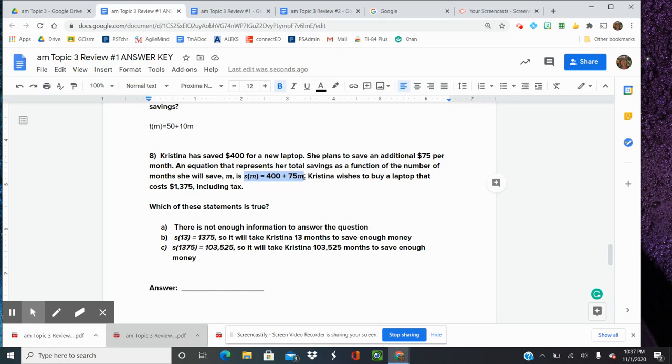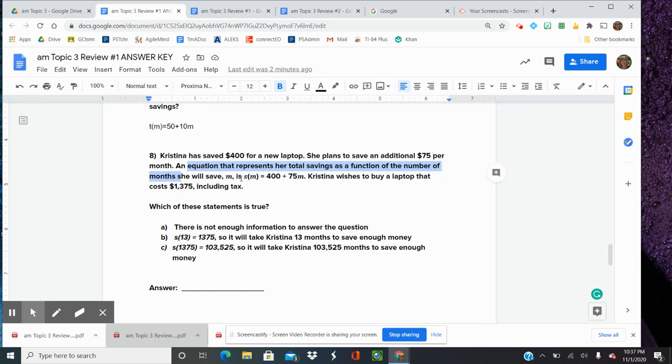There is not enough information to answer the question. Okay. S of 13 equals 1375, so it will take Christina 13 months to save enough money. Well, I don't know. Let's come back over here. It says an equation that represents her total savings as a function of the number of months she will save. That means that her total savings is a function of the number of months. So her total savings depends on her number of months.